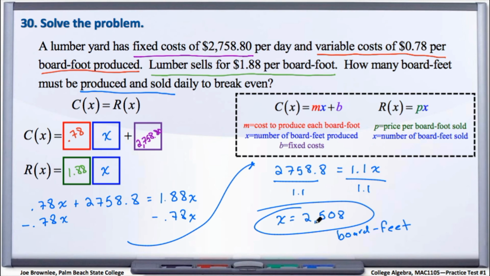If we sell less than this, our lumber yard is going to be losing money. If we sell more than this, we will be making money. But in order to simply break even, meaning our costs equal our revenue, we have to sell and produce 2,508 board feet per day.